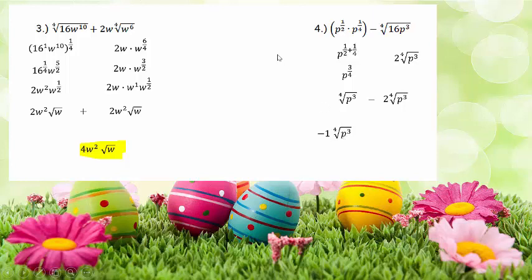And just know that if you were ever looking at an answer key, they usually don't write the 1, they'll just write negative quartic root p cubed.